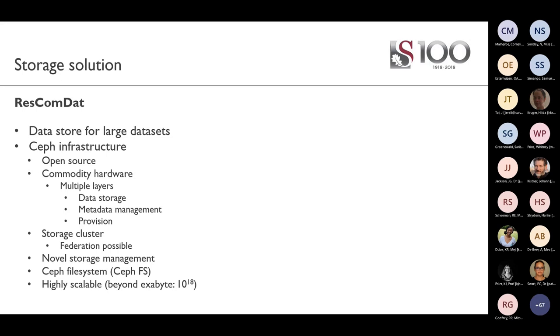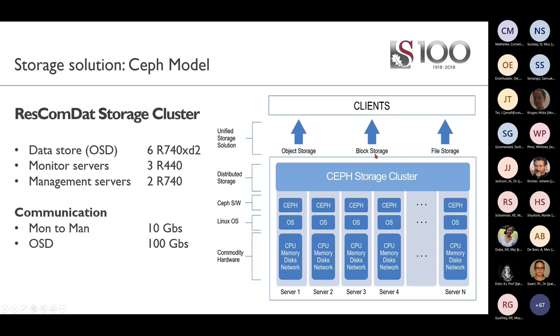Okay, so our cluster example. On the right, you can see the outline. The storage cluster is a collection of servers. Each one runs an OS with Ceph software on top of that. And the commodity hardware is CPUs, memory, disks, network. We currently have six object data stores, OSDs, and those are Dell R740 XD2, which is the large data store format. We have three monitor servers and three management servers. And there's, of course, communication. The monitors to management is 10 gigabits per second, and the connection to the actual data stores is 100 gigabits per second. And so that's what we're going to be using for our data store.